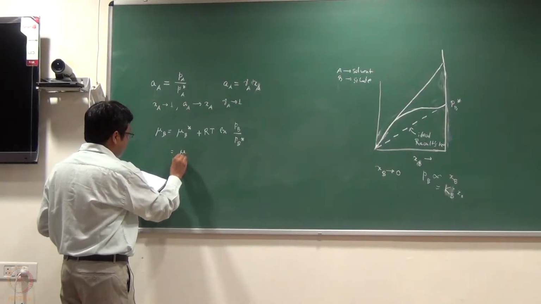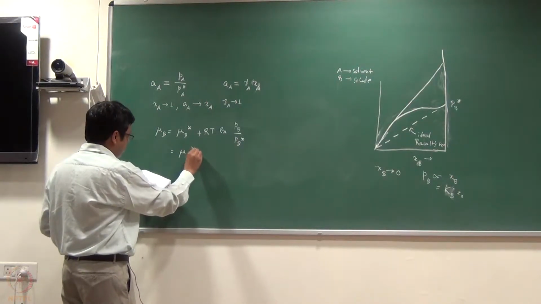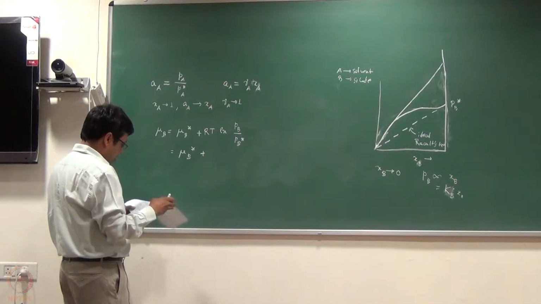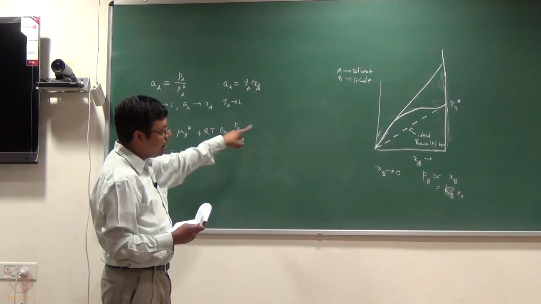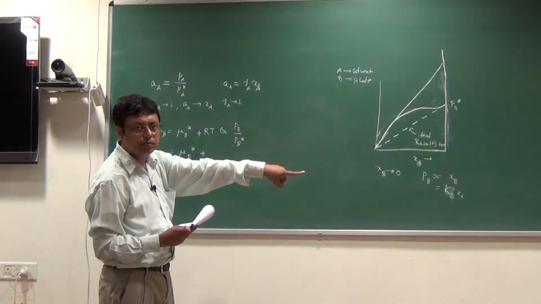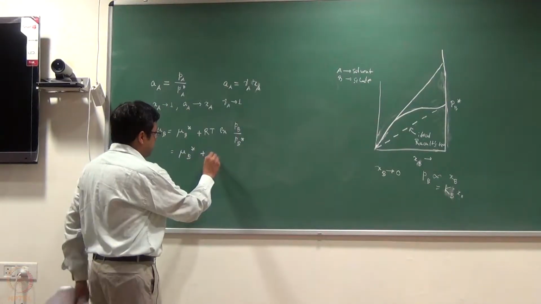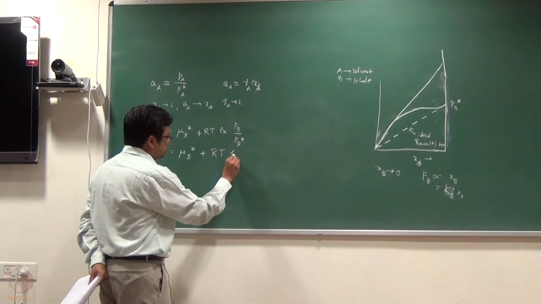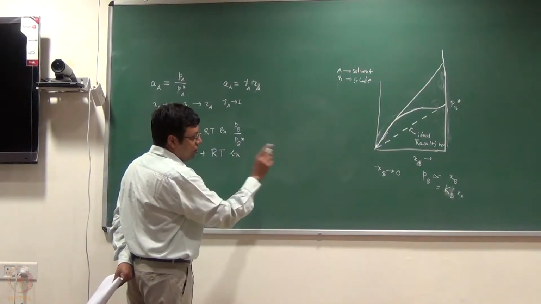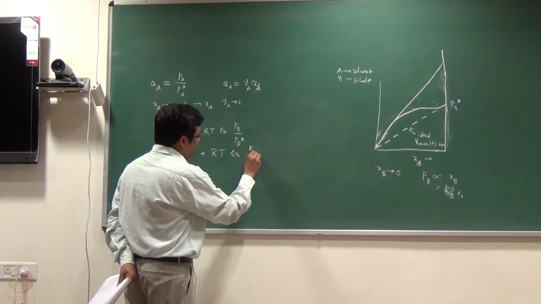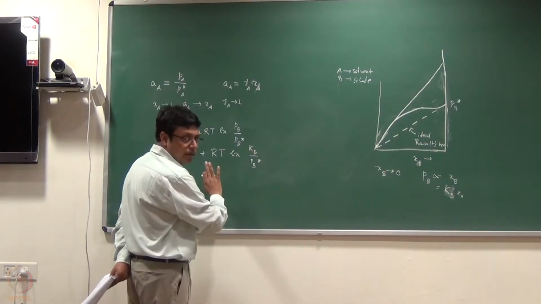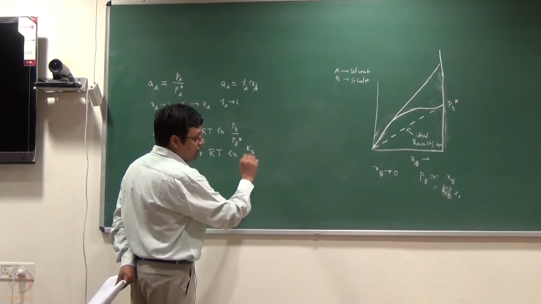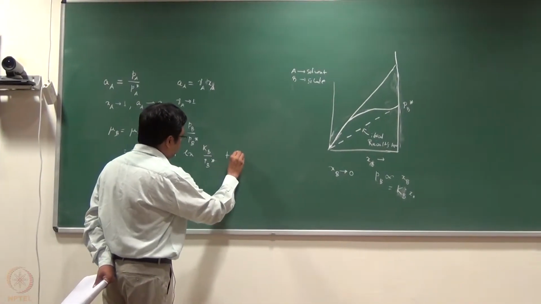Now I can write it. Look at it: mu B star. Instead of PB, I can write KB into xB, right? And then I'll write it like this: KB into xB. This KB by PB star, I'm writing separately, and the xB I'll write separately.